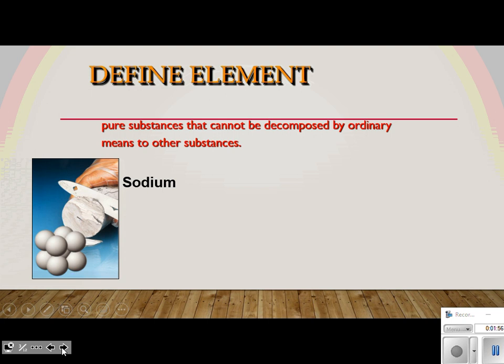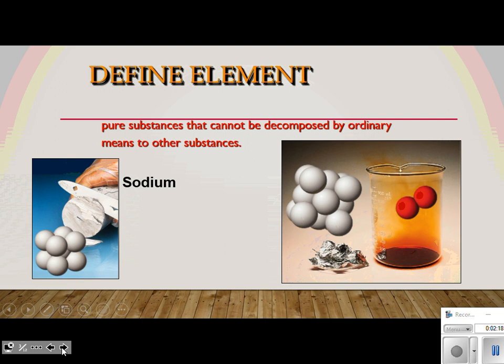Now, the thing about sodium is it is very, very reactive. It's what we call an alkali metal. If you have sodium in the air, it will immediately react with the air. So we hardly ever find sodium by itself. It is so reactive.